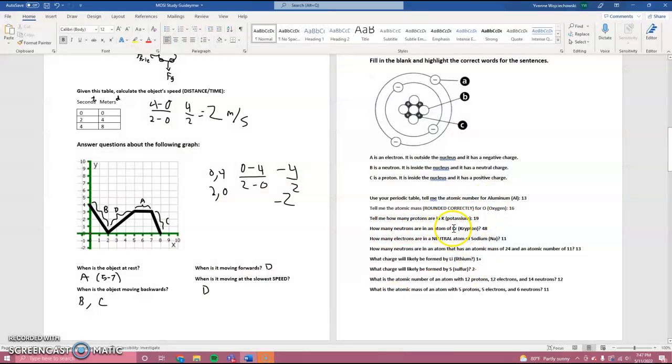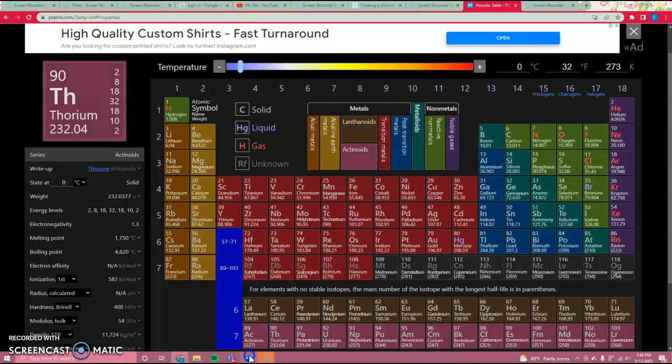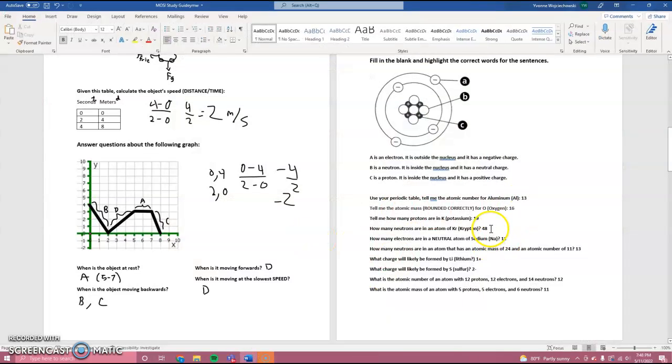So how many neutrons are in an atom of krypton? This one you have to do some math for. Here's krypton. We have our atomic mass, which we can round up to 84, and we have our atomic number, which is 36. Electrons are the only particles that don't have mass. Neutrons and protons do. So if we have our atomic mass, which is our protons and neutrons added together, and we have our atomic number, which tells us the amount of protons, we can just subtract 36 from 84 and get our number of neutrons. So 84 minus 36 comes out to 48. That's how many neutrons we have.